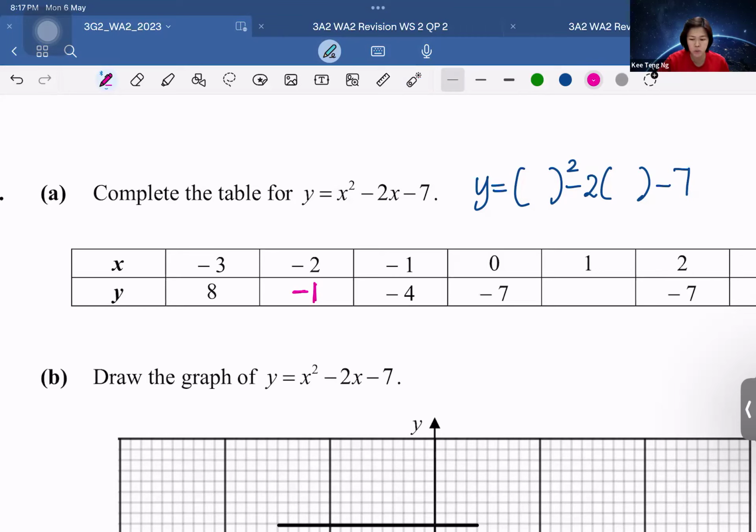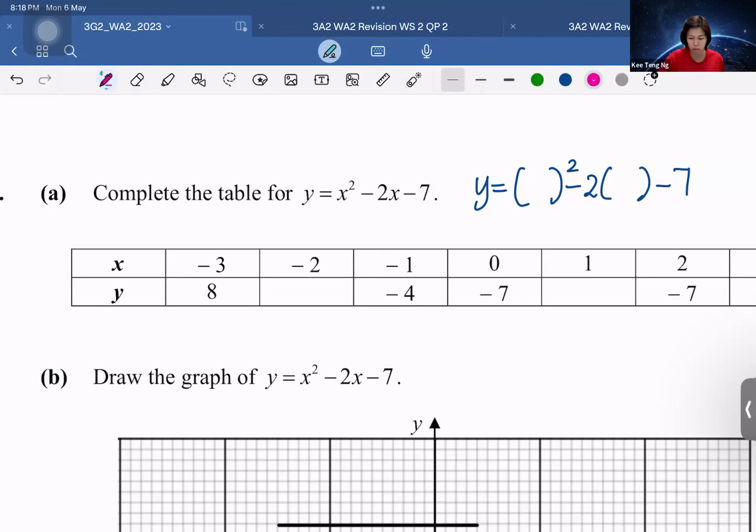Okay, next question, I need to find the value for here. For this value, my x value is 1. Which one did you get as 1? You mean for this one is 1 or this one is 1? This one is 1. You sure? Let me press this again. Bracket -2, whole thing squared, minus 2 times bracket -2, minus 7. Oh, the answer is 1. Okay, sorry.